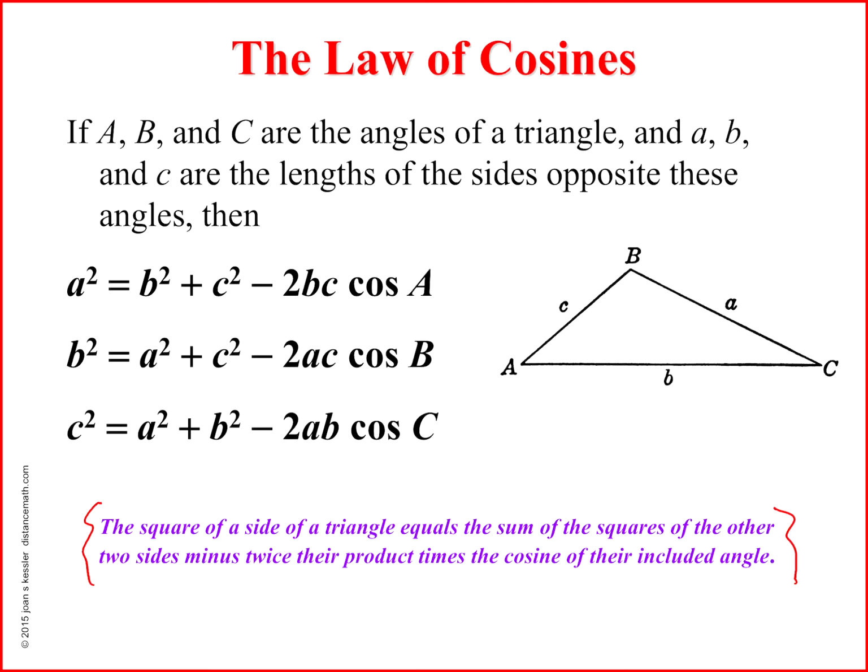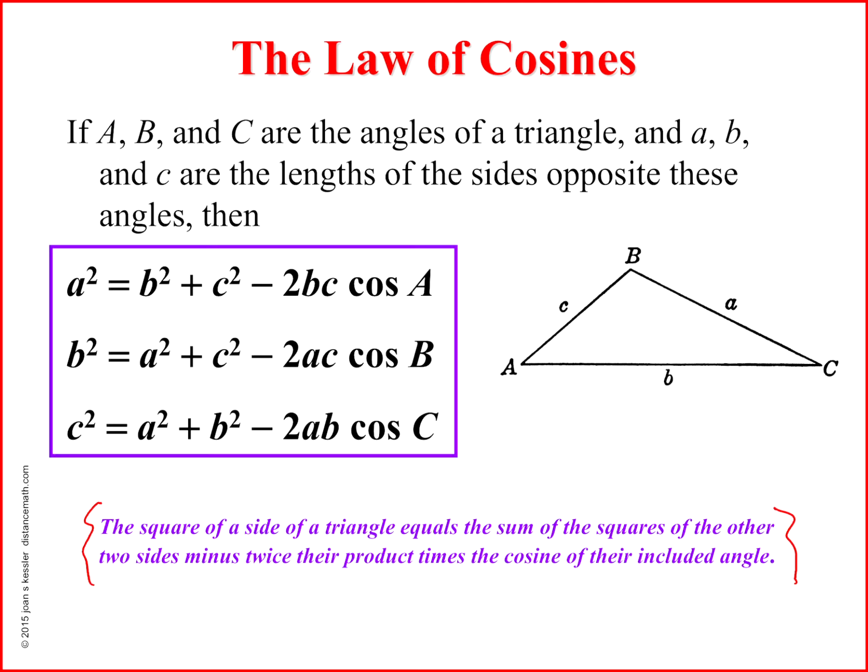It's the square of a side of a triangle is the sum of the squares of the other two sides minus twice their product times the cosine of their included angle. So these are three formulas that you will need to know. Again, they're very similar. It just depends on what side you're looking to solve for.